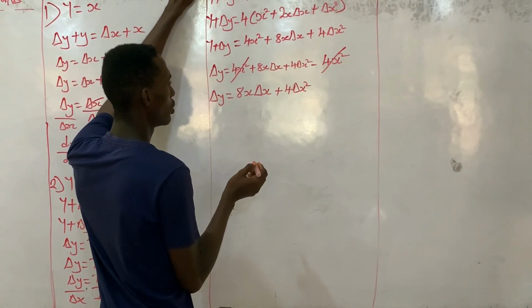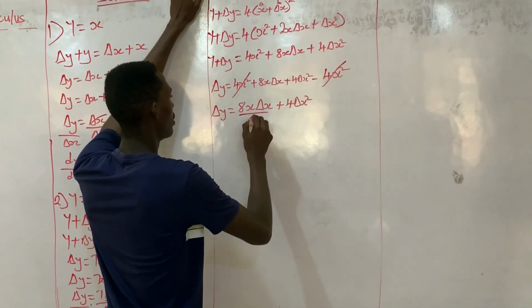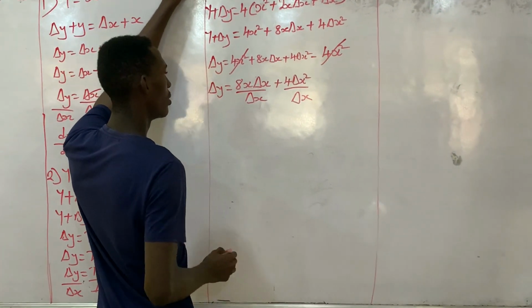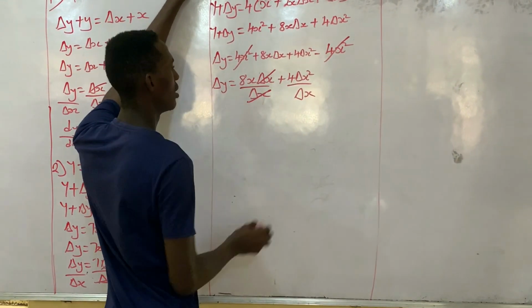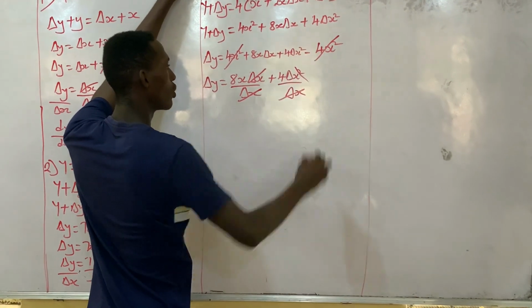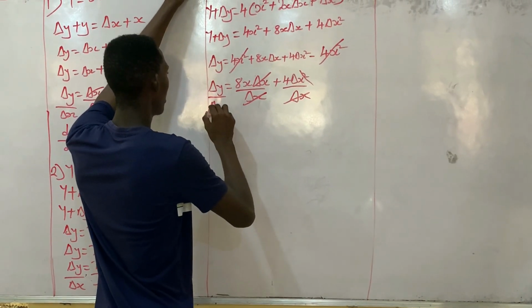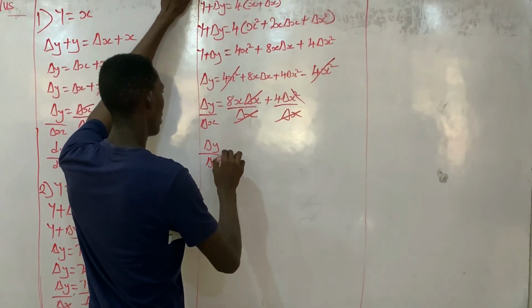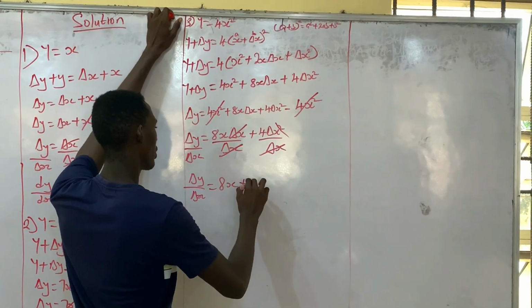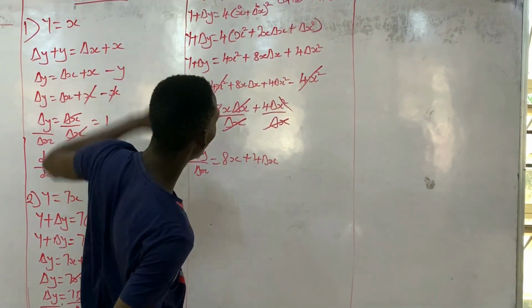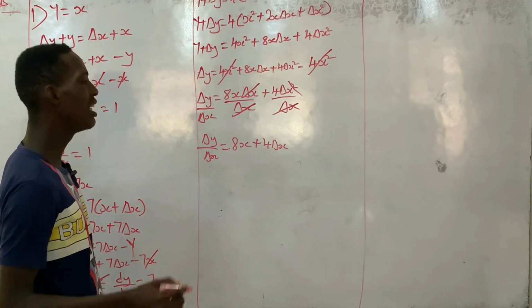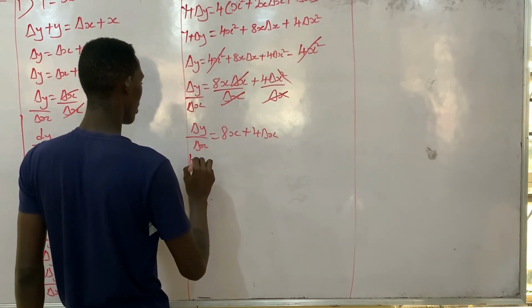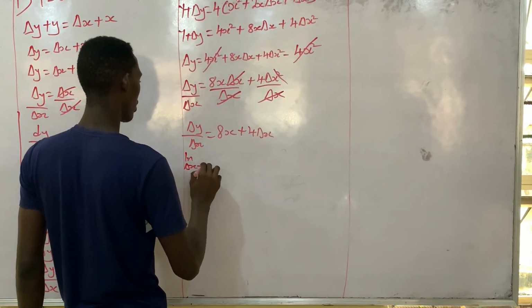Now we are to divide all through by what? Change in x and change in what? X. So by doing that, this will cancel this, and this will only cancel one of this. So we are left with, remember, this is still change in x. So our change in y over change in x is equals to 8x plus 4 change in x. So now by doing this, we can limit our change in x towards 0.